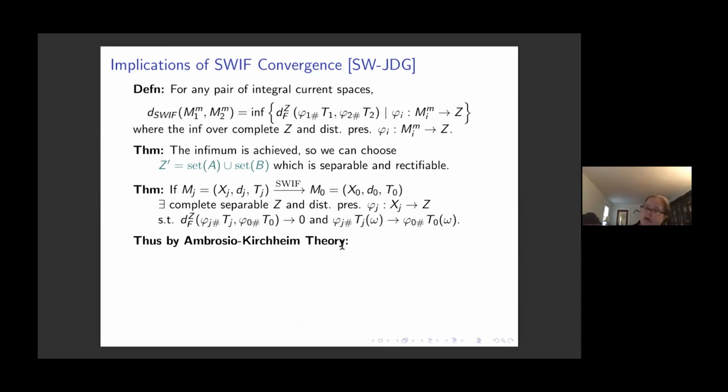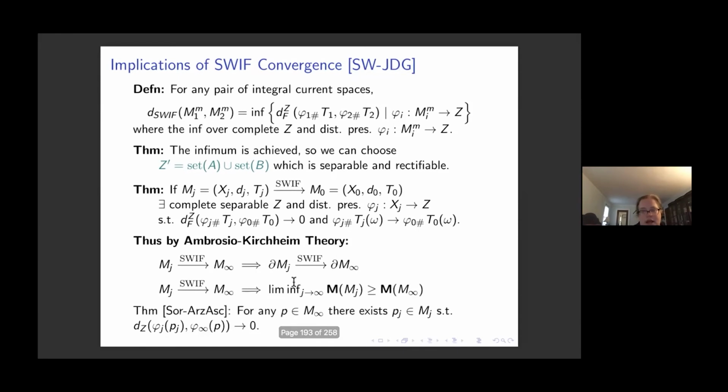Now, Ambrosio-Kirchheim theory has a lot to say about sequences of currents that converge inside a complete metric space Z. We can easily take the metric completion. So we have a complete separable Z here. And so we can apply Ambrosio-Kirchheim theory to these push forwards sitting inside Z. That means that we get boundaries converging to boundaries. And we have that the limit of the masses is bigger than the mass of the limit. So this is using Ambrosio-Kirchheim theory and the fact that we have the single metric space Z that everything fits inside.